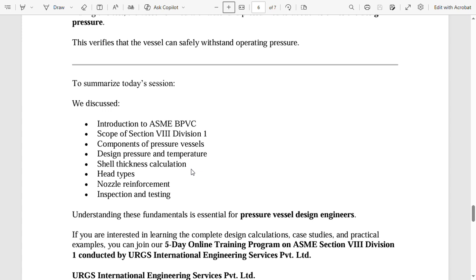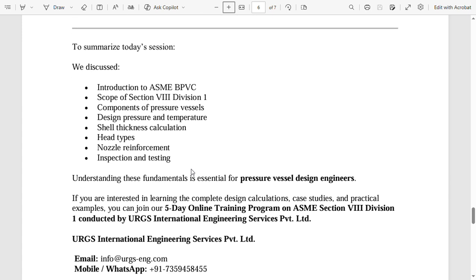To summarize today's session, we discussed Introduction to ASME BPVC, Scope of Section 8 Division 1, Components of Pressure Vessels, Design Pressure and Temperature, Shell Thickness Calculation, Head Types, Nozzle Reinforcement, Inspection and Testing. Understanding these fundamentals is essential for pressure vessel design engineers.